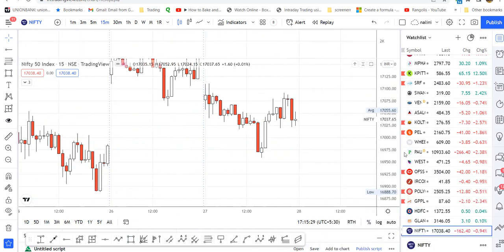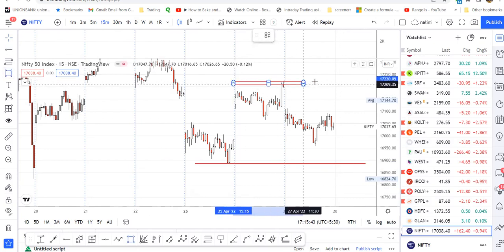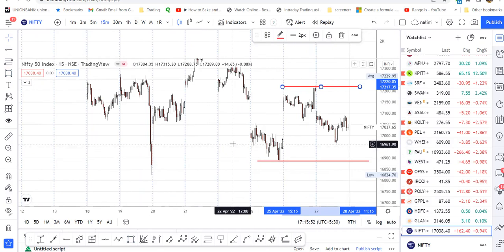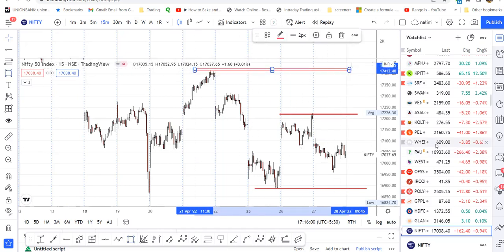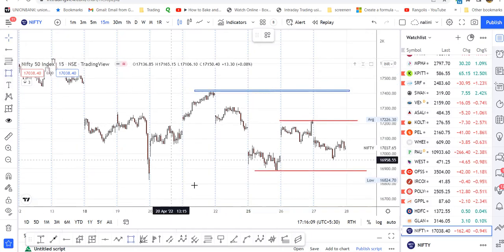I'll remove drawings. What will be the trade for tomorrow? See, it is within the boundary. Nifty has traded and neither violated this upper boundary nor this lower boundary. And if you see the weekly boundary, this is the weekly boundary. Let me change the color. Okay, this is the weekly boundary.